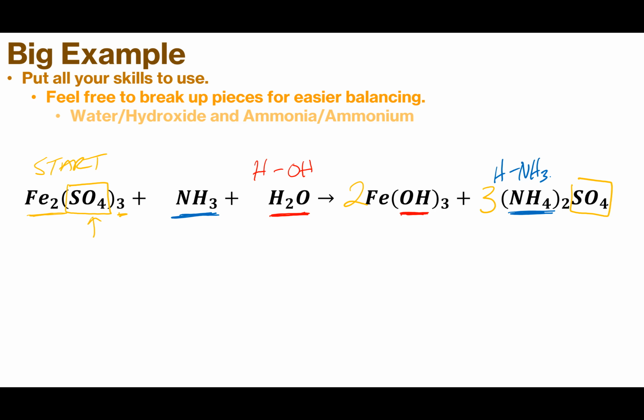Okay. So if we look, we have one NH3 on the reactant side. We have 2 NH3s on, well, 2 times 3. So we have 6 NH3s on the right side. So we're going to use 6 right here.